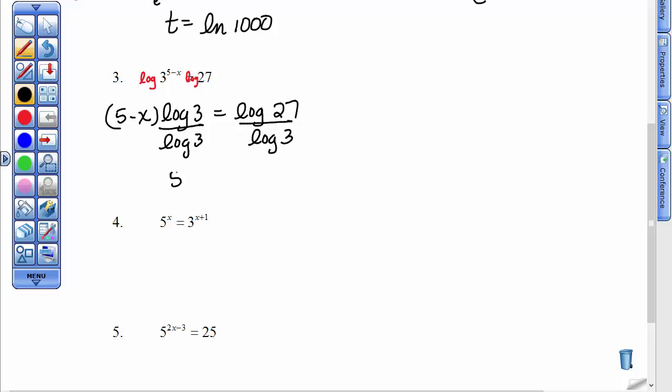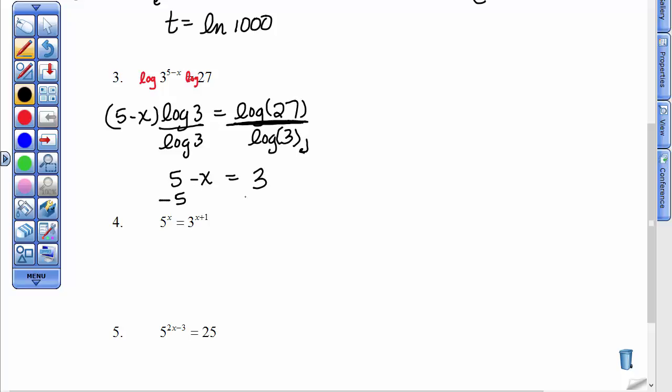And so on the left side, I'll have 5 minus x equals. If you type the log of 27, open and close parentheses, then divide, and then by the log of 3, open and close parentheses, and then hit enter, you would get an answer of 3. And that's because this is saying 3 raised to what power gives you 27? And that would be this value of 3.